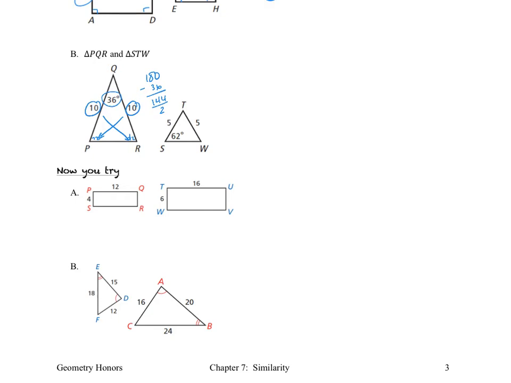And the same thing on the other side. Since STW is isosceles, these would be 62 degrees each. That means we've used 124, and we have 56 degrees left for angle T. And so already the angles are not congruent. So triangle PQR is not similar to triangle STW.